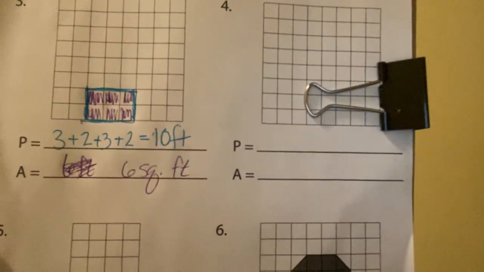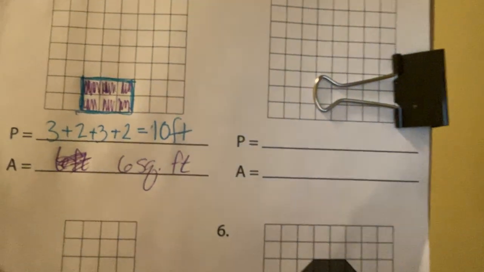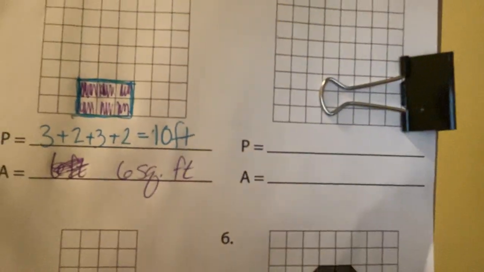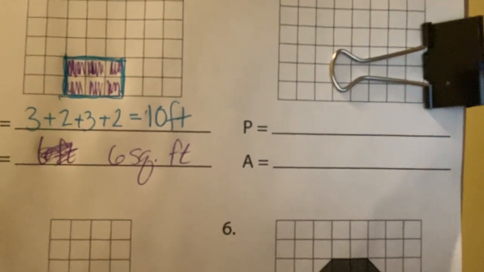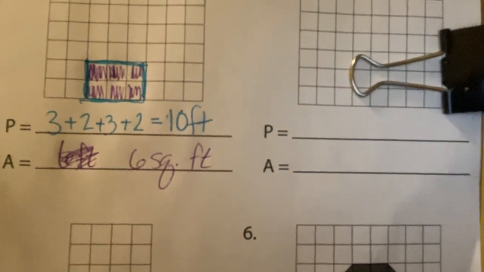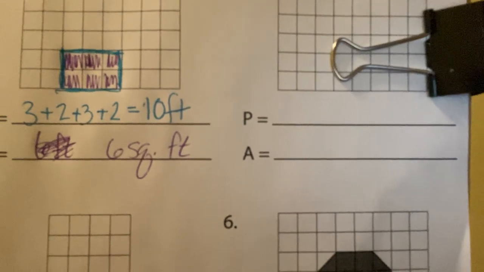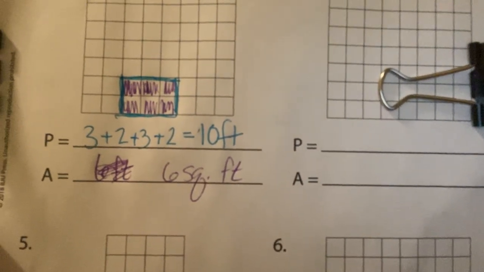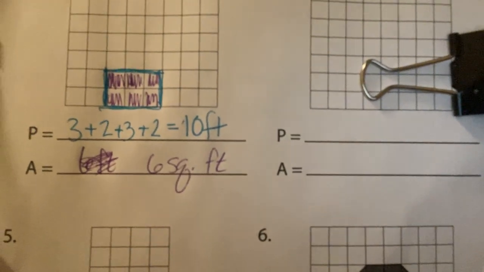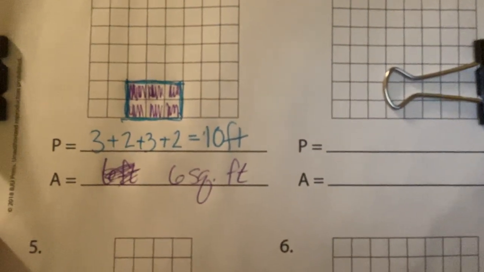6 square feet, square units, square label. So the square means that they are even. They are the same size inside. All the little measurements inside are the same. 10 feet around the mat, 6 feet of space within the mat.